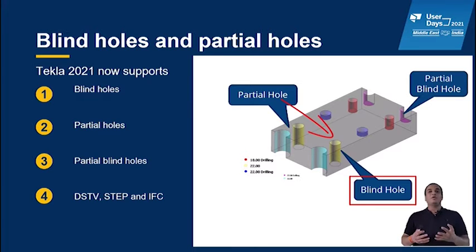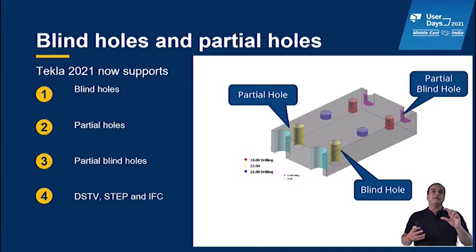So a blind hole is a hole which is drilled or milled to a specific depth, so it won't cross the material from both sides. And a partial hole is a hole which is partially drilled inside the material. So you can see a semicircular hole, which is the partial hole, which is only partially drilled on the edge of the material. And a partial blind hole is a combination of partial plus blind hole. So it's a partial hole which is drilled to a specific depth only.